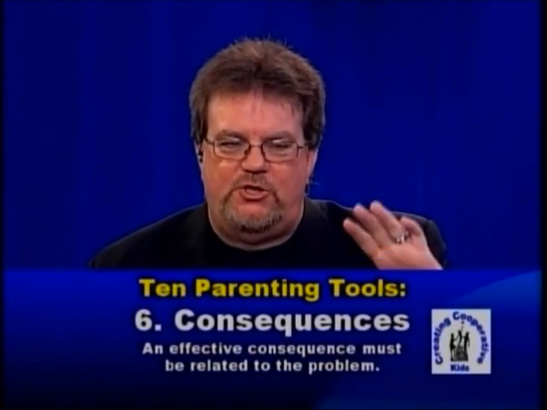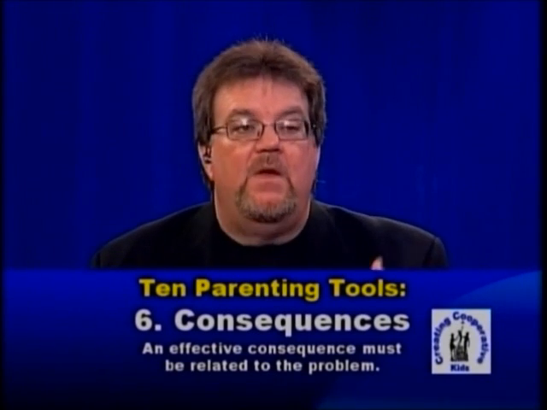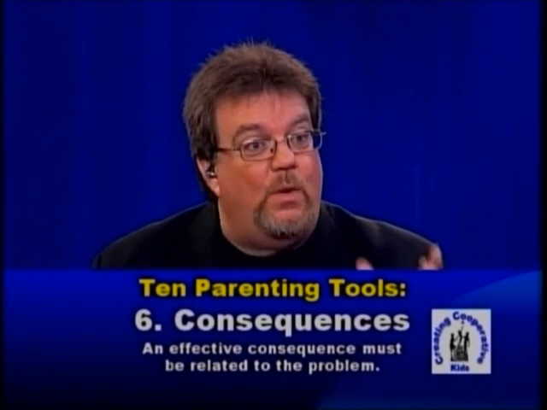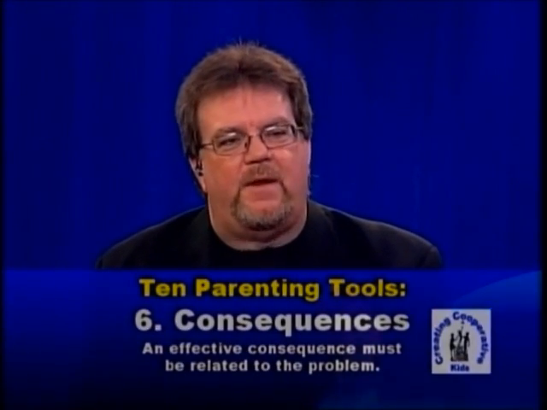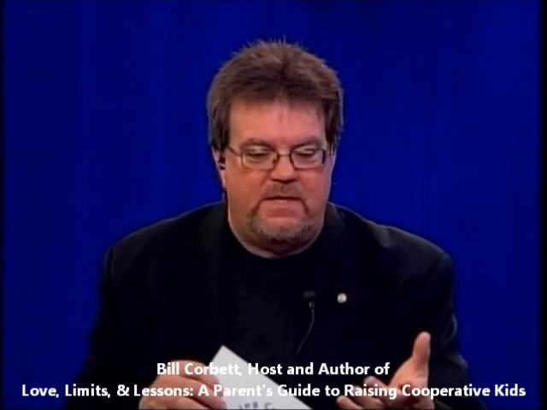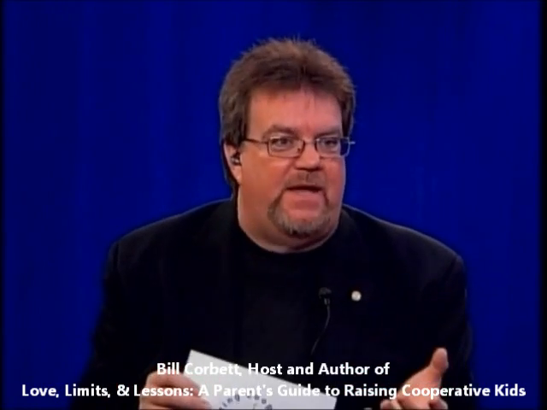The second tool is consequences. Now, consequences should only be applied, first of all, if a rule is broken. A consequence is applied primarily when a rule is broken. So the important thing about a consequence is it must be tied directly to the problem. Here's a classic thing. The child doesn't do his homework, so there's no ice cream. There's no relationship. You have to have a clear relationship between the infraction, what the child did that wasn't right, and what's going to happen as a result of it.